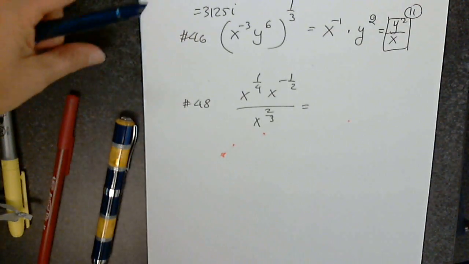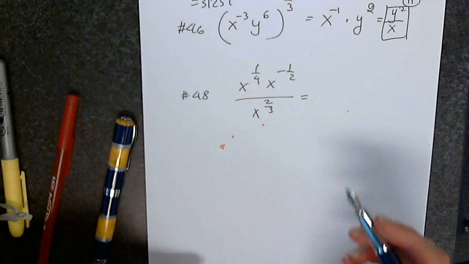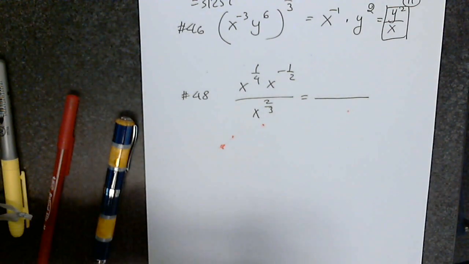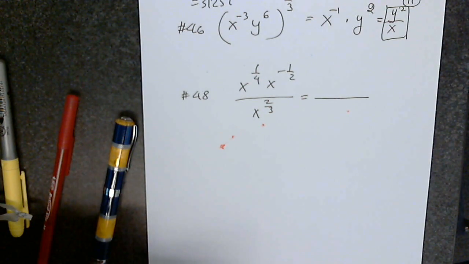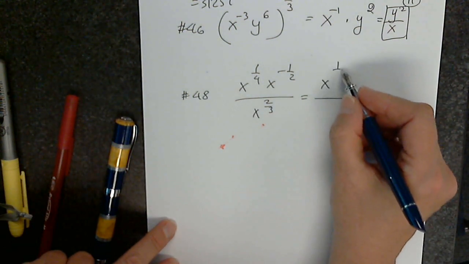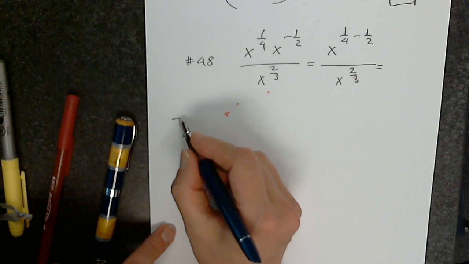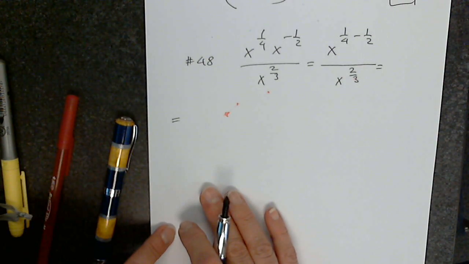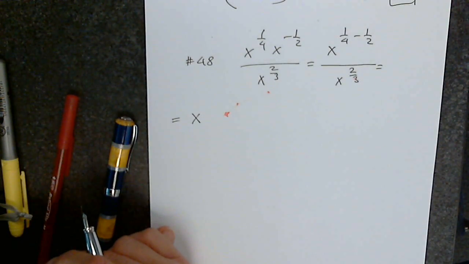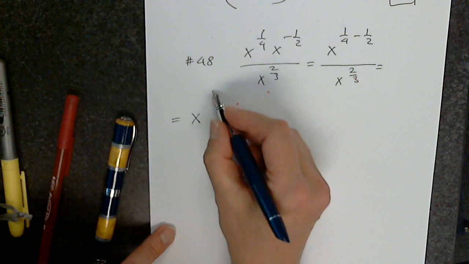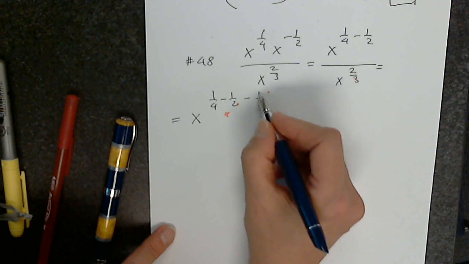Can anyone tell us what to do on 48? They're all the same base. I don't even know what to rationalize. Good. So I have x to 1/4 minus 1/2 over x to 2/3. What now? Not yet. Copy the base. What happens to the exponents? Yes. From 1/4 minus 1/2, I have to subtract 2/3.